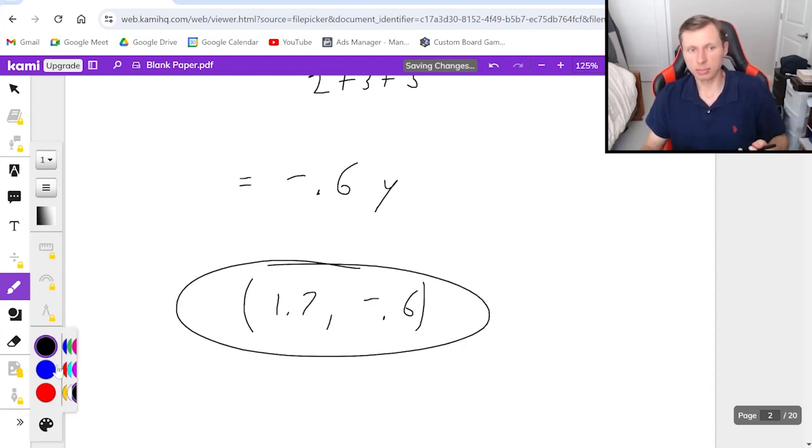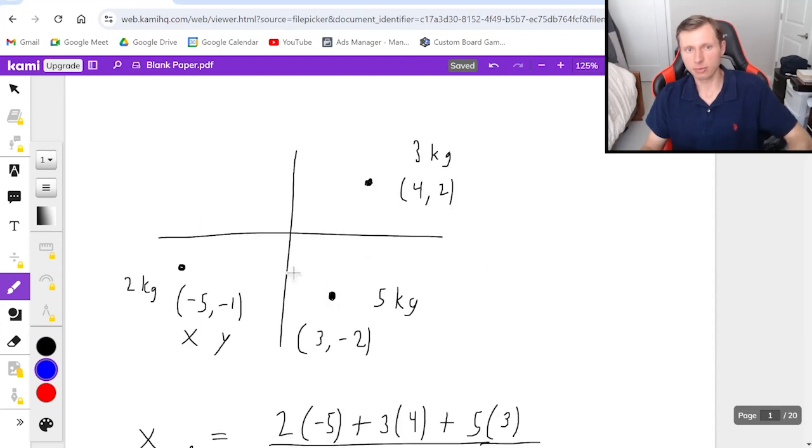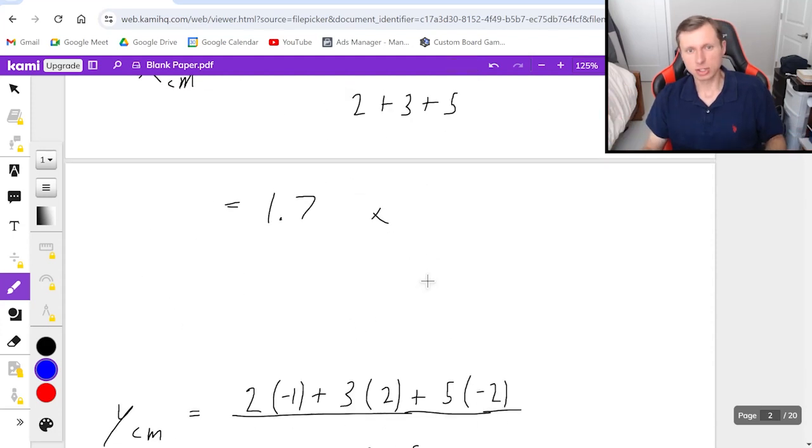So if I were to plot that back on the graph, 1.7, -0.6, that's somewhere probably over here where my blue dot is. And if I just look at my points, it kind of looks roughly like that should be the center of mass. So that's a good way to quickly check my answer to see I didn't make any stupid mistakes. So that's good for that one.